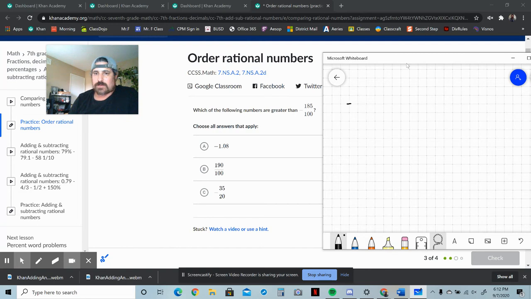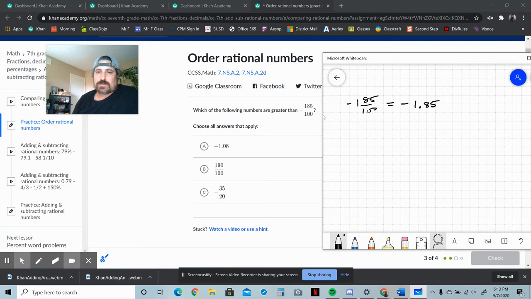Which is the same as negative 1 and 85 hundredths, right? Because we can just say that 100 goes into 185 once with 85 left over. And so that's the same as negative 1.85. If you want to look at it in a different way, that initial value is going to be negative 1.85.